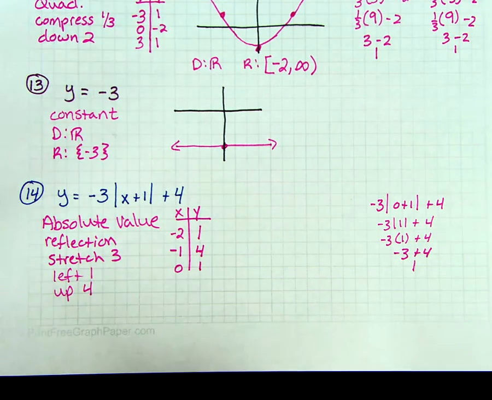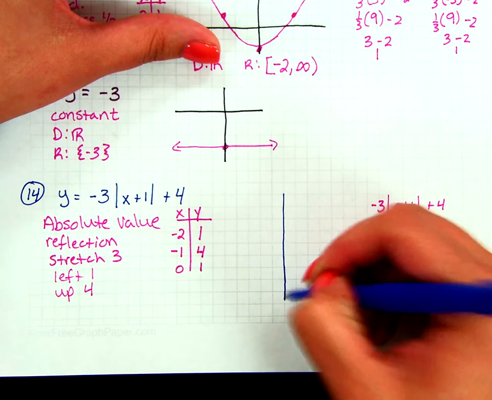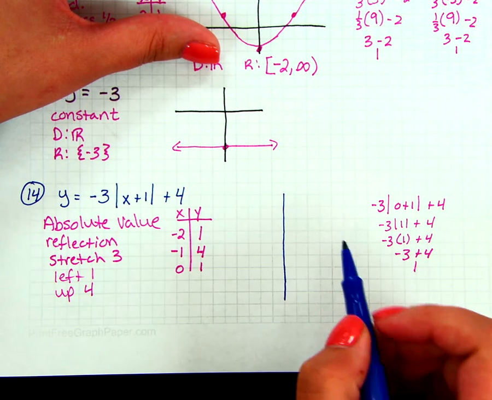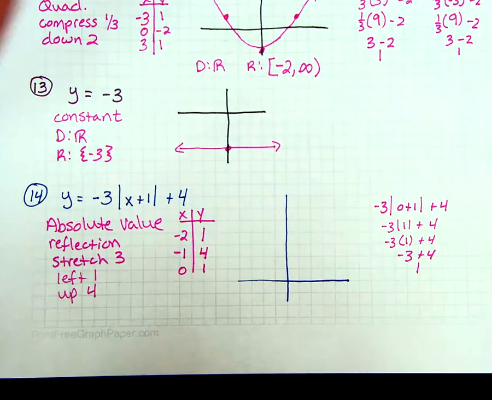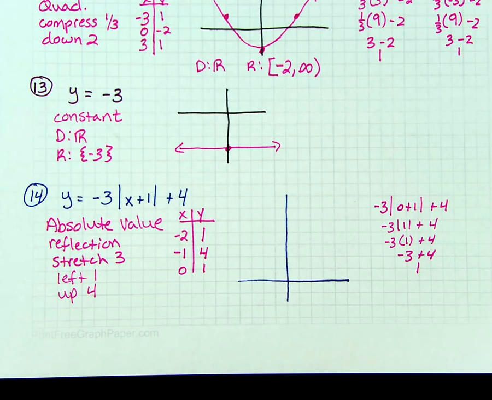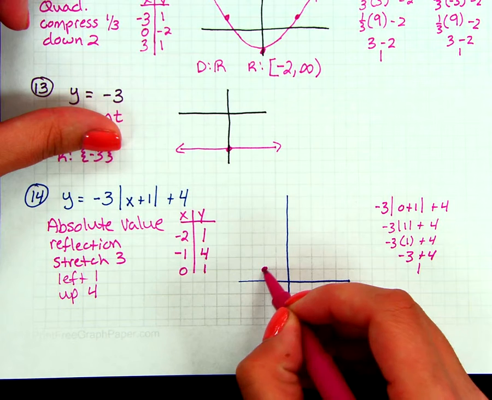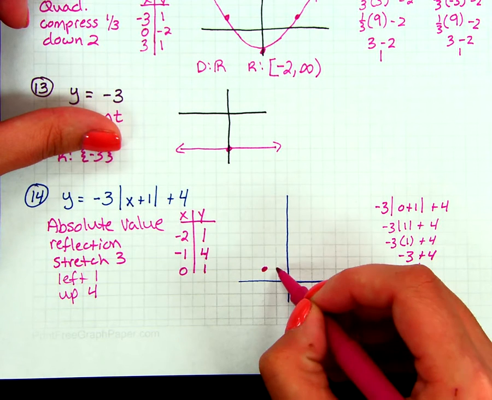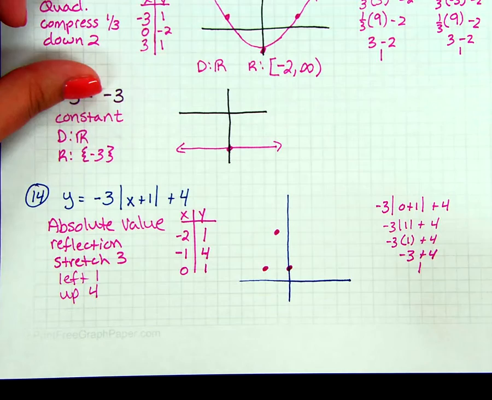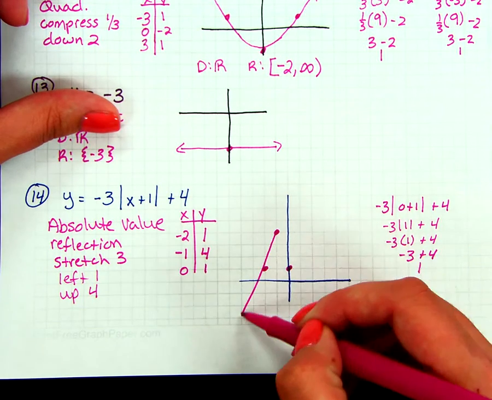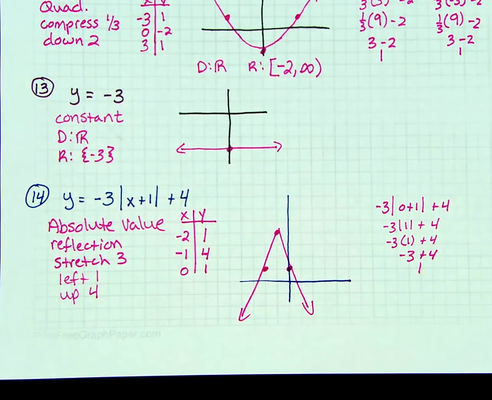So the next thing that we want to do is the graph. So let me make my x and y axis. So we are going to go left 2 up 1, left 1 up 4, and then up 1. And again, this is absolute value, so that means that we're connecting it into a V shape.